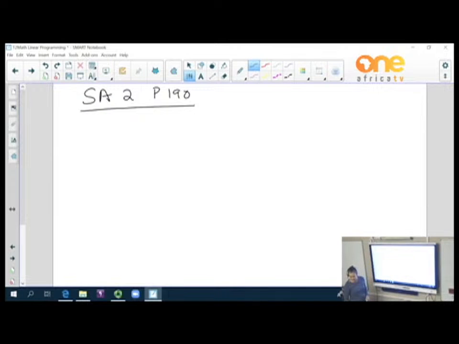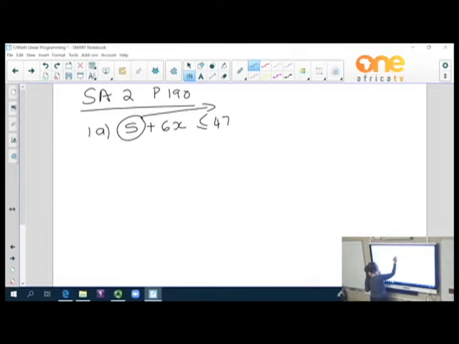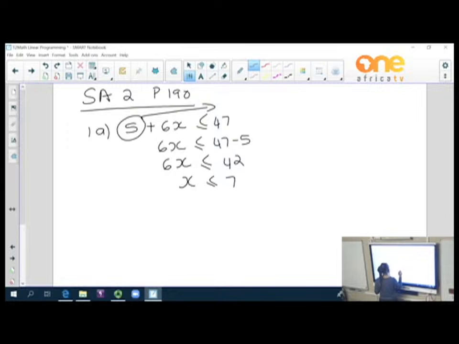So in number 1A and B, you need to solve the inequalities. So for 1A, you have 5 plus 6x is less than or equal to 47. Taking like terms to the same side, we are left with 6x is less than or equal to 47 minus 5. If the positive 5 is taken over, it becomes a negative 5. So 6x is smaller than or equal to 42. Divide by 6 on both sides to get x is smaller than or equal to 7.